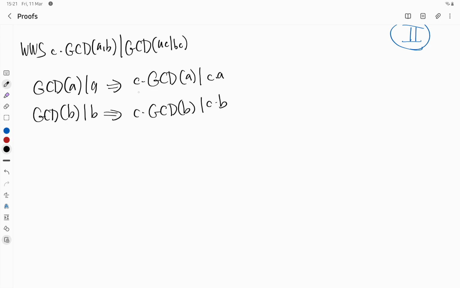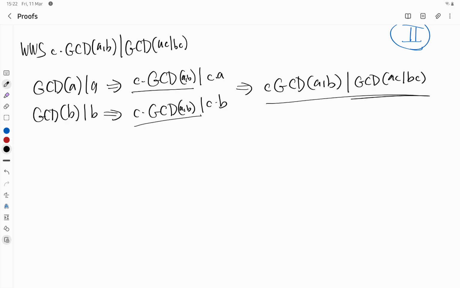But now, since this number on the left-hand side, pardon me, there was a typo, divides both ca and cb, it must, for the same reasons as I have given before, also divide the greatest common divisor of both numbers. Right, so we have shown that the two numbers are associate, and this concludes the proof.